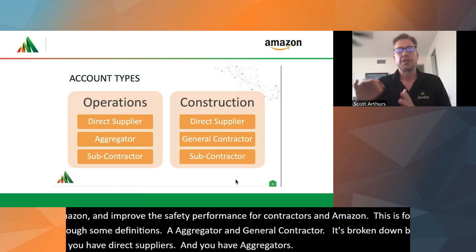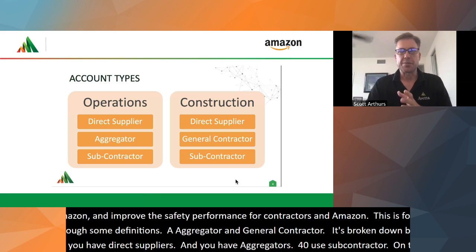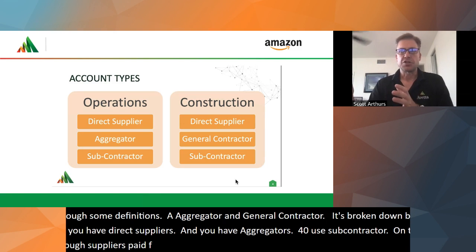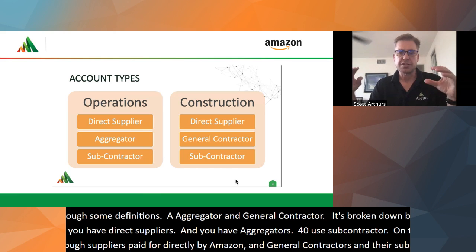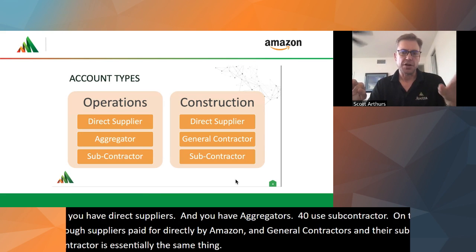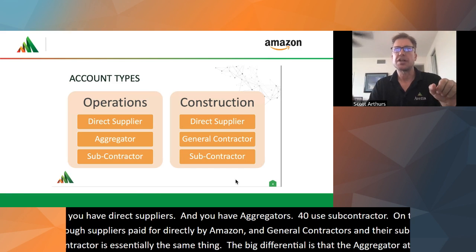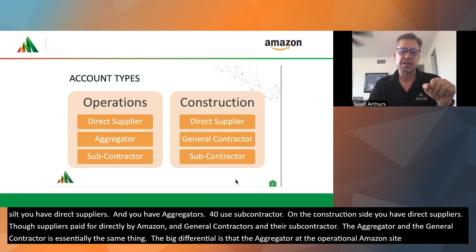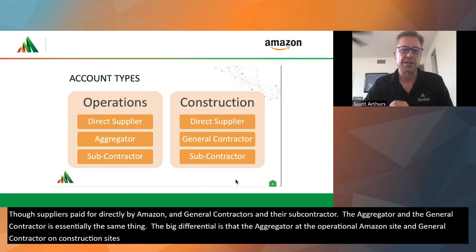So very similarly, on the construction side, you've got direct suppliers. So these are suppliers that are paid for directly by Amazon, and then general contractors and their subcontractors. So the aggregator and the general contractor is essentially the same thing. The big difference is the aggregators are for operational Amazon sites and general contractors are on construction sites, which are under the control of the general contractor.